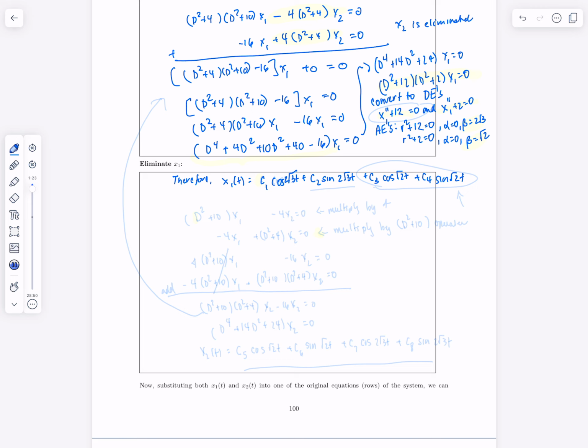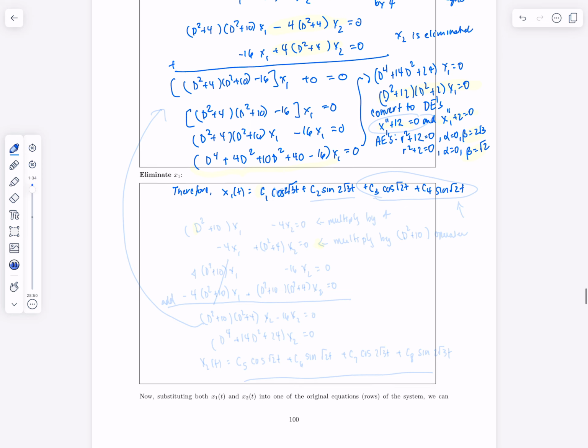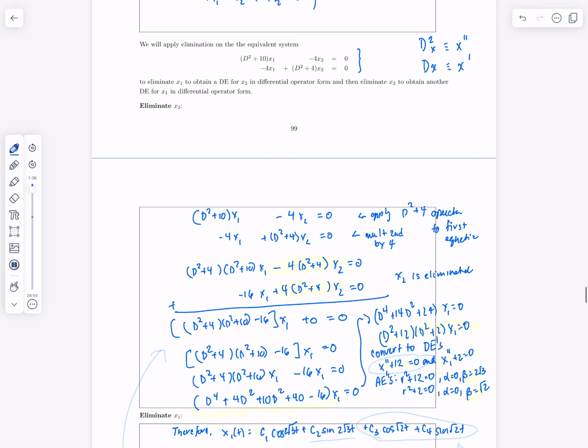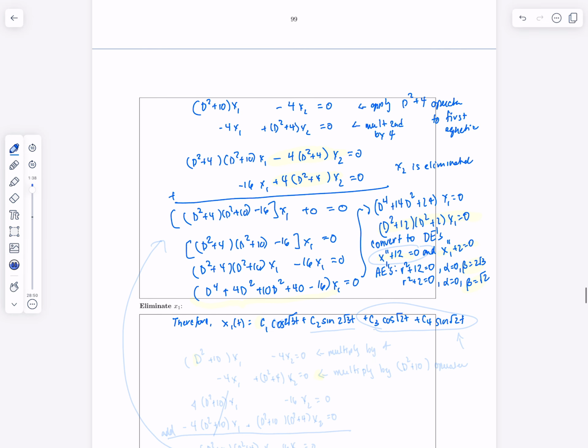And the idea is to eliminate one of these variables, in this case the variables are x1 and x2. And what we did to eliminate x2 was find a way that we could get the same terms in front of the x2 in each of those equations. In other words, you'll notice we were able to find a way to get minus 4 D squared plus 4, and then plus 4 times D squared plus 4 in front of x2.